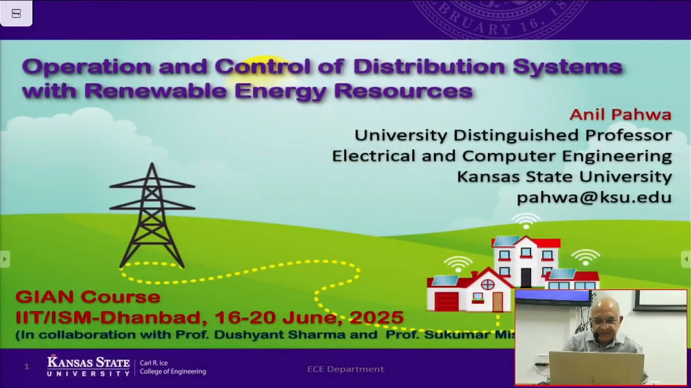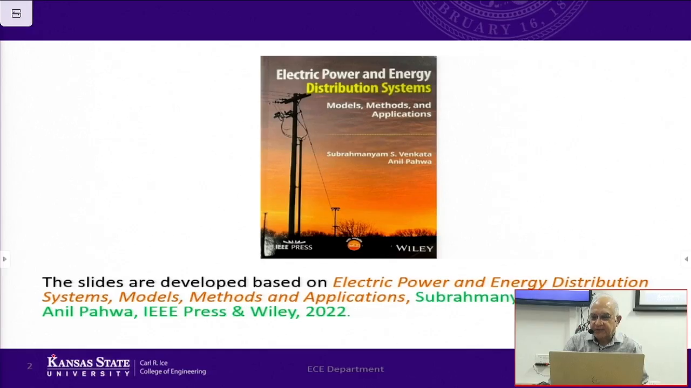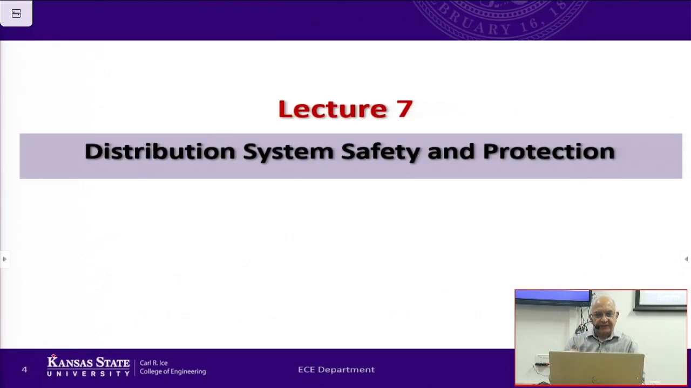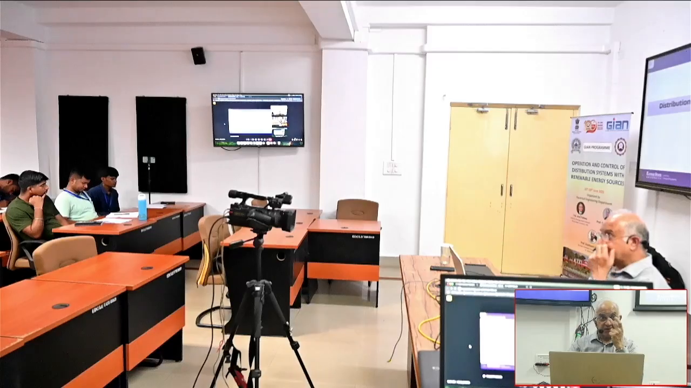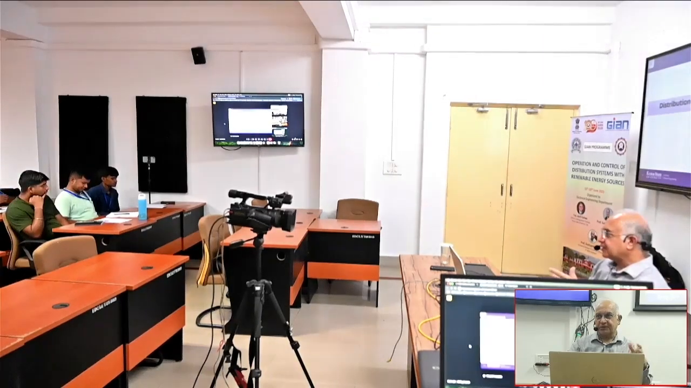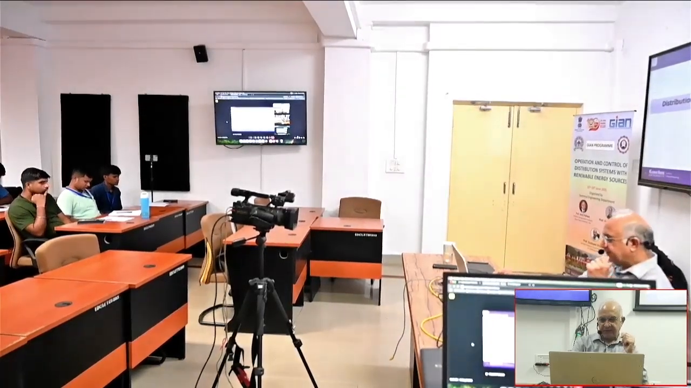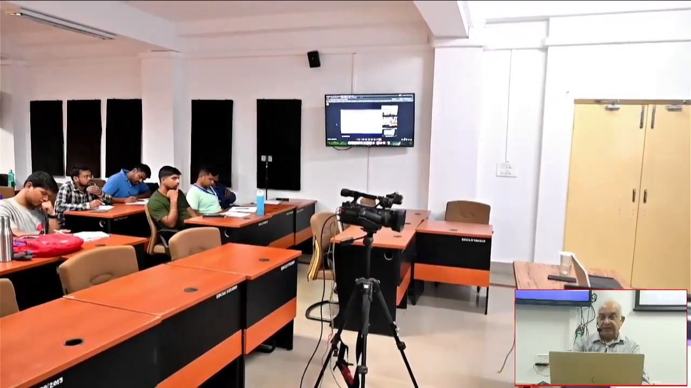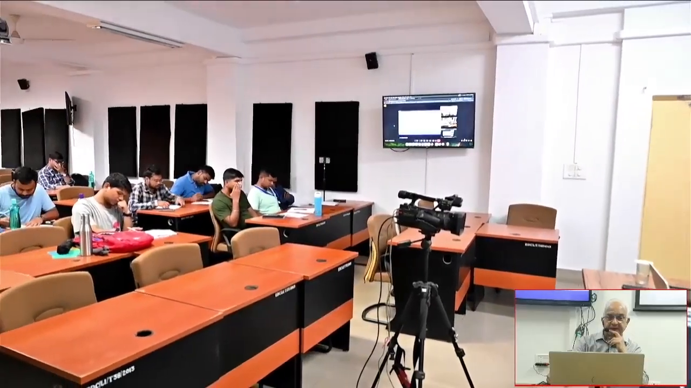Welcome again. So basically going through the introductory slides here, today's lecture is going to be on distribution safety and protection. This will include two aspects. One is the grounding, system grounding, and the second one is going to be protection, where we will look at overcurrent protection, which distribution systems typically have. Different types of devices, relays, breakers and all those things. So first of all, let us look at grounding.